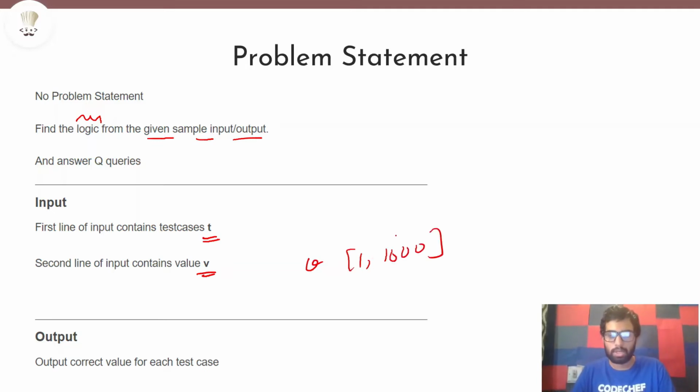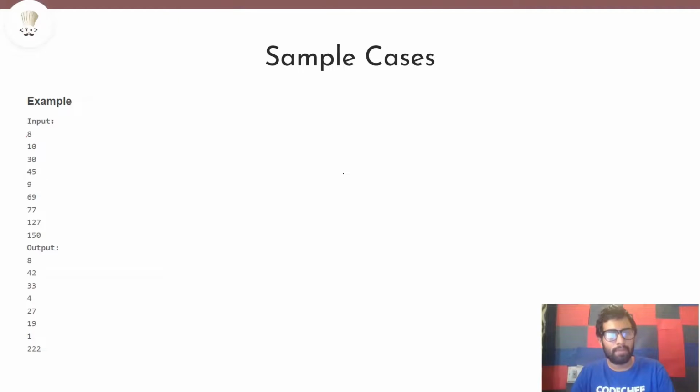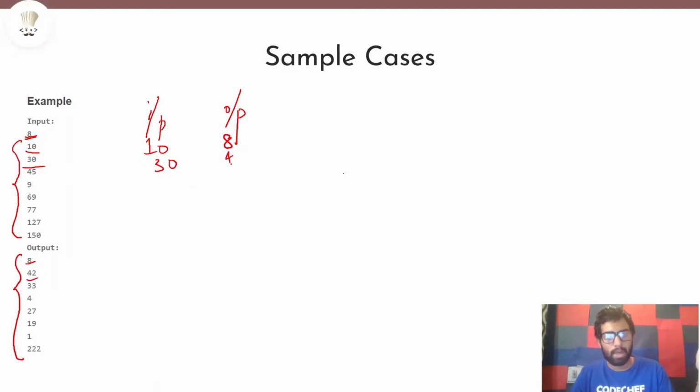Now let's move on to the sample cases. We know that we have 8 test cases and these are the 8 test cases. Each test case is basically a number and we also have the output corresponding to each of the 8 test cases. We are supposed to find the relation between the input and output. Now we know for the input 10, the output has to be 8. For the input 30, the output basically has to be 42. And for the input 45, the output has to be 33. So on and so on. But let's try to figure out the relation using these 3 examples that we have.